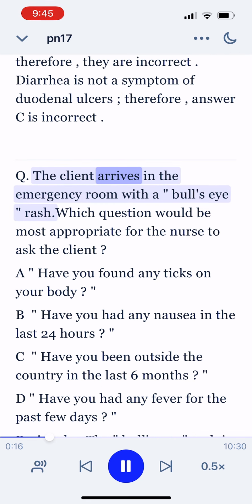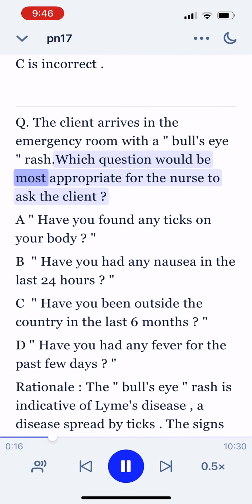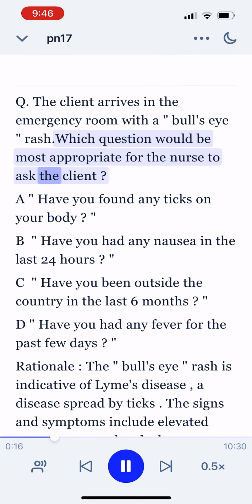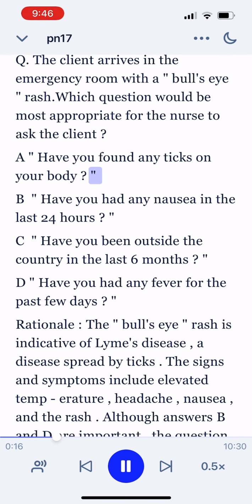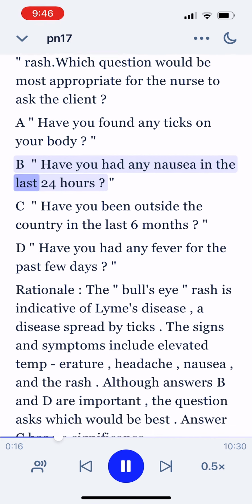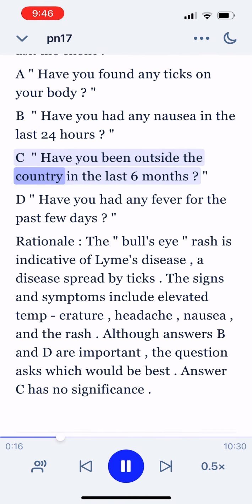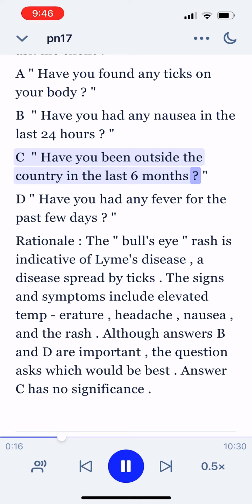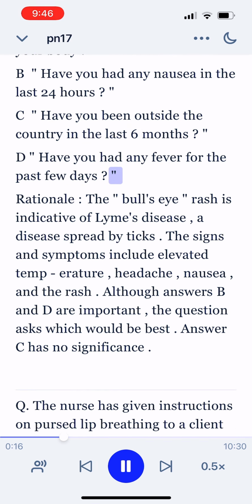Q. The client arrives in the emergency room with a bullseye rash. Which question would be most appropriate for the nurse to ask the client? A. Have you found any ticks on your body? B. Have you had any nausea in the last 24 hours? C. Have you been outside the country in the last 6 months? D. Have you had any fever for the past few days?